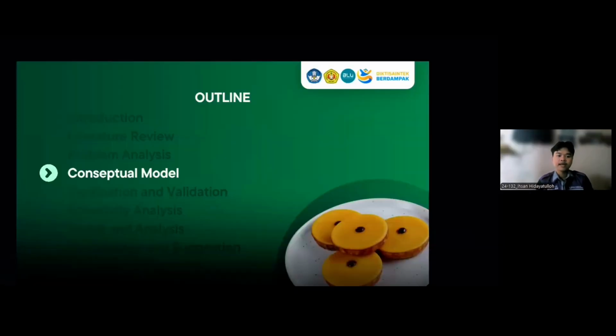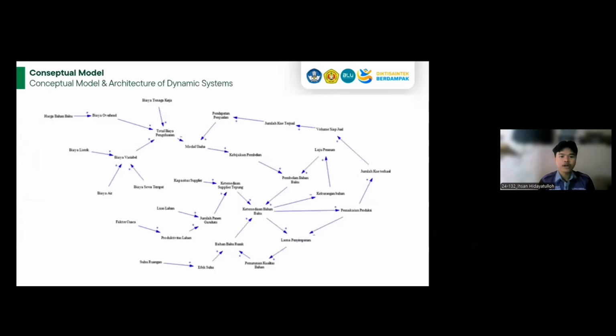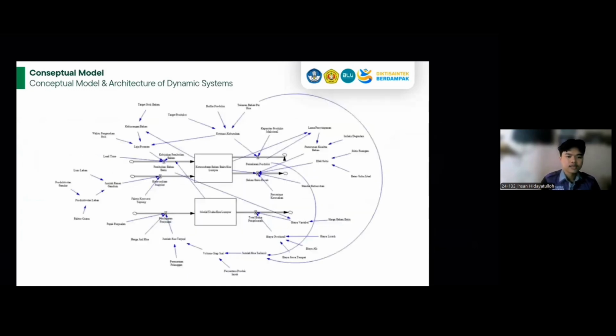So the next material is the conceptual model. Next. This is our causal loop diagram. And the next, this is our stock and flow diagram. Why do we use two diagrams for our system? Because we should make an architecture of a dynamic system that models our system in reality.